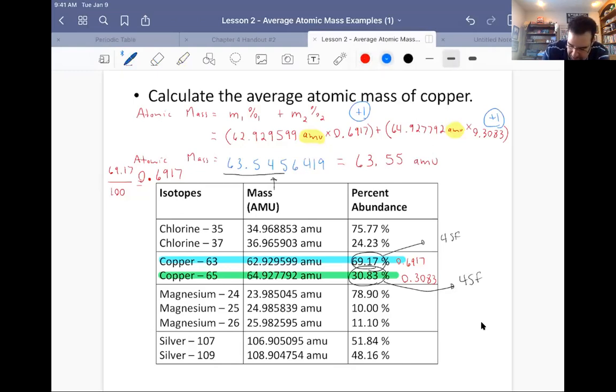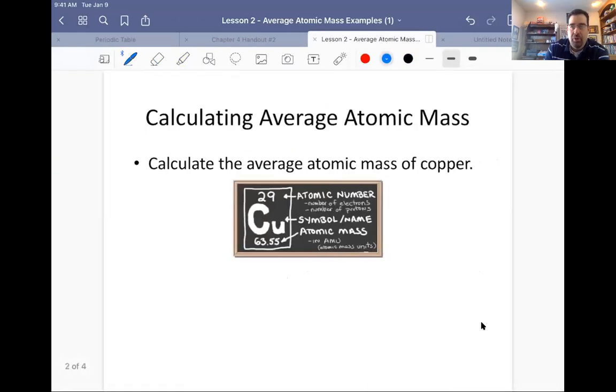In order to get the full third point, we will need the unit, and then we will need those 4 significant figures. And so that is what we are looking for on that. Okay, right? And if we look at the periodic table and we find copper, 63.55, that's what it is.